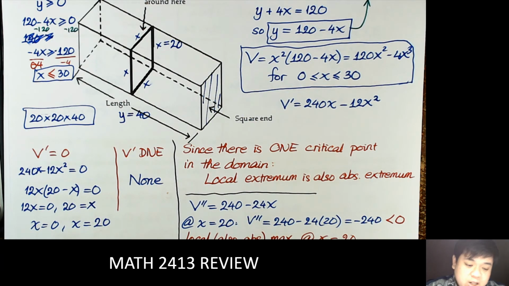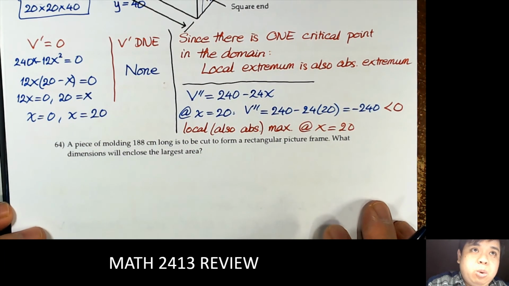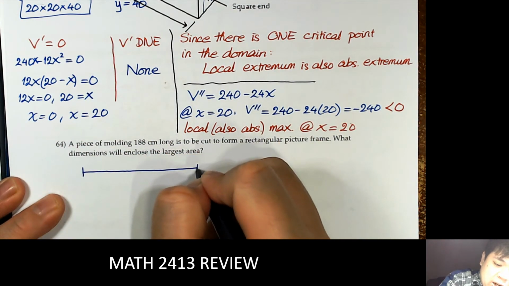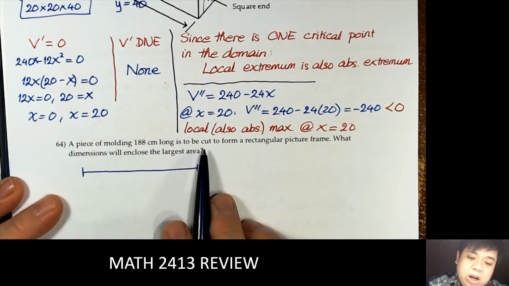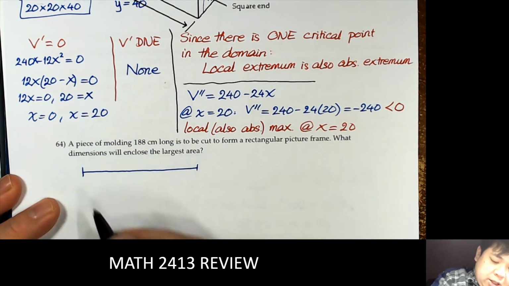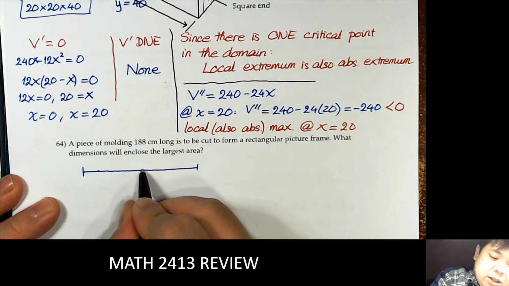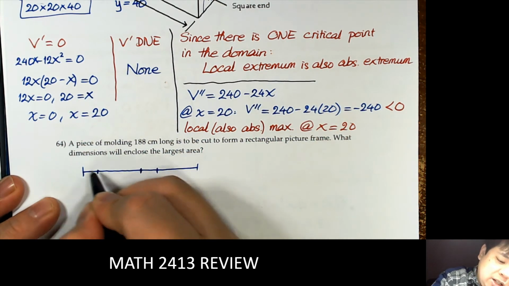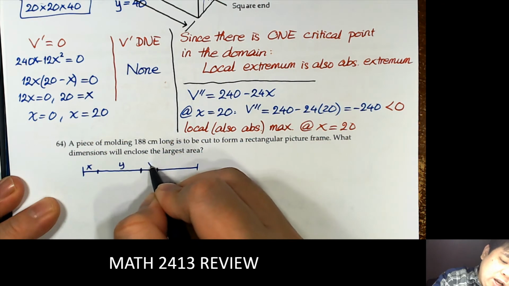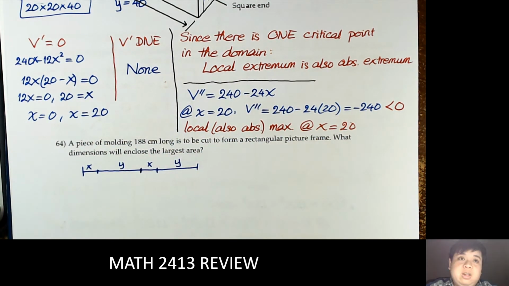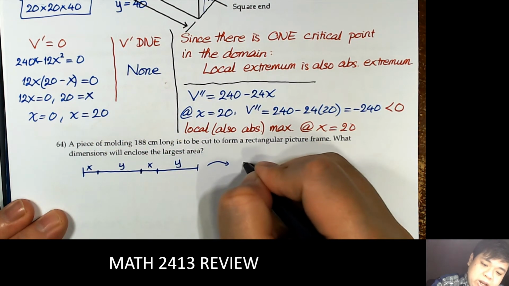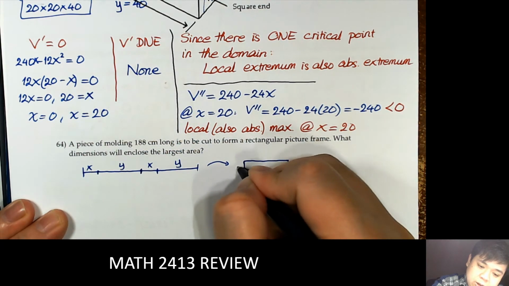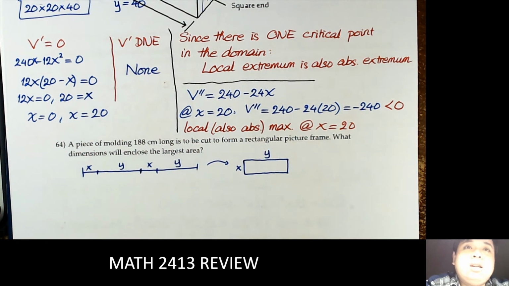I will not do the next one. I just give you a little hint to start with. So I have a piece of molding 188 centimeters long. We're going to cut and form a rectangle. So let's cut in half, and with that we have a little x, y, x, and y. We'll cut of this length, put them together, we have a little box like that.